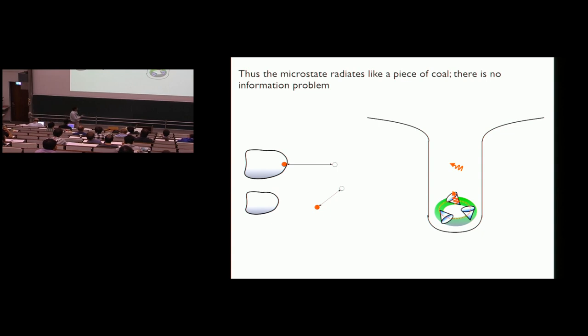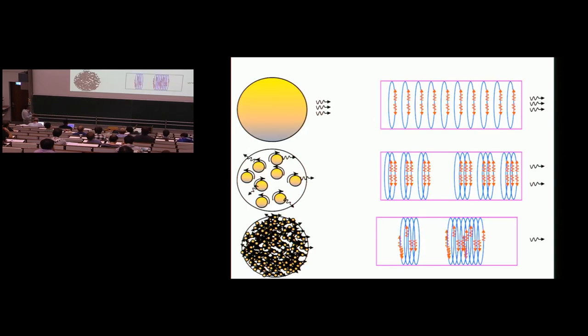You emit a pair, this one goes out, but the other is just sitting there. If it stops rotating, later on it also wants to come out. There was never any horizon, and nothing was lost. Okay. So this was for the simple case.